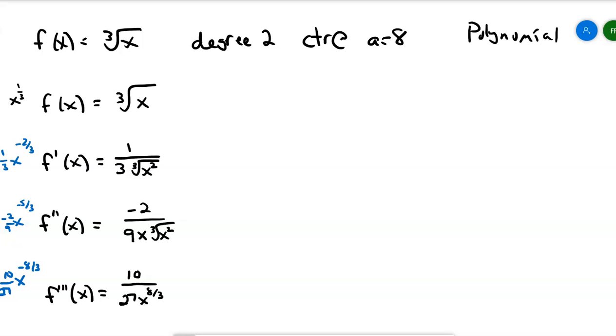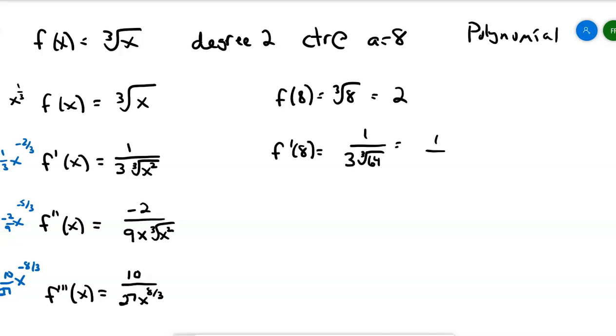All right, to build this polynomial, I really don't need anything but the first 3 derivatives, so let's evaluate. f of 8 is the cube root of 8, which is 2. Okay. f prime of 8 is going to be 1 over 3 times the cube root of 64, right? 8 squared is 64. Lucky for us, the cube root of 64 is exactly 4. 3 times 4 is 12. Okay. f double prime of 8 is going to be negative 2 over 9 times 8 times 4, right? Again, the cube root of x squared, 8 squared is 64. The cube root of 64 is 4.